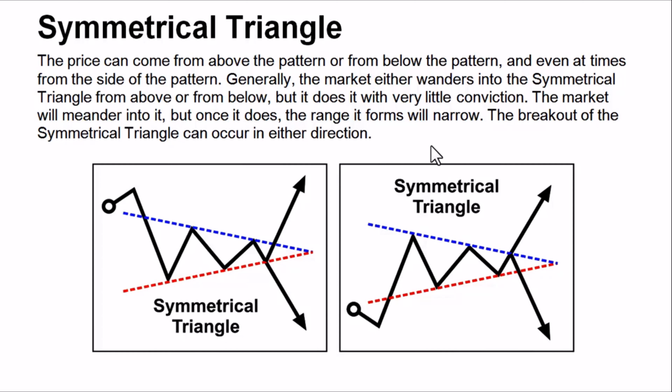But when the market does such a coming together, it does it in a very unconvincing way. It doesn't come in a drastic move and begin to form that formation. No, it does it in a small meandering way. The market will meander into that symmetrical triangular formation. But once it does that, the range it forms will keep narrowing down. So it forms a ranging pattern from high to low, so the highs become lower and the lows become higher.